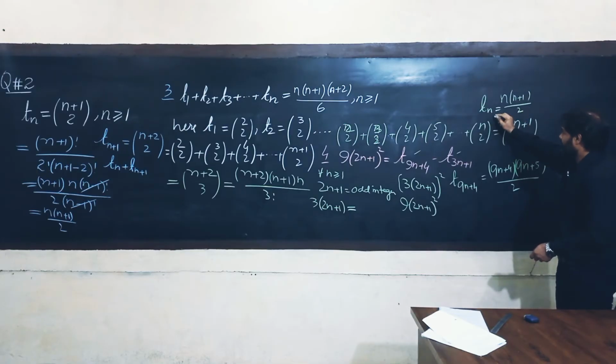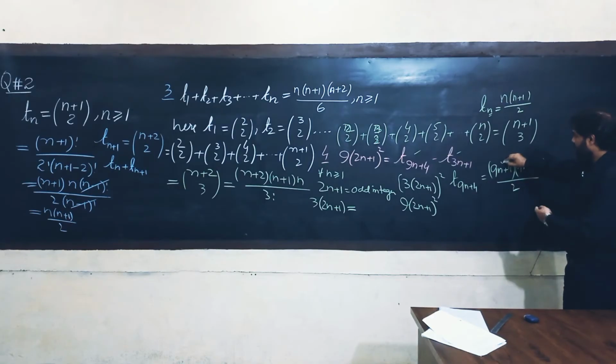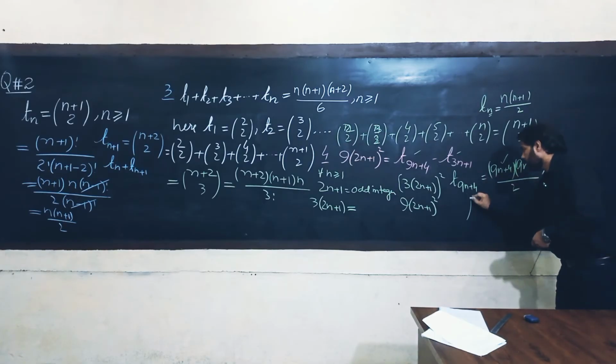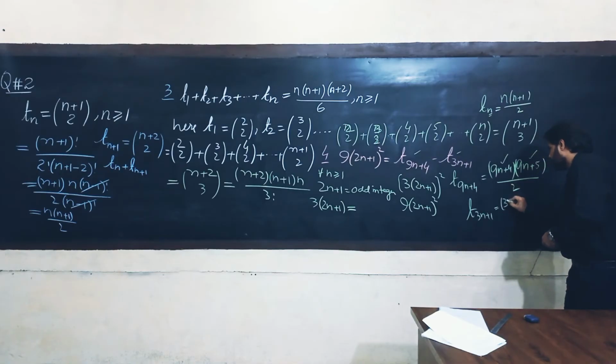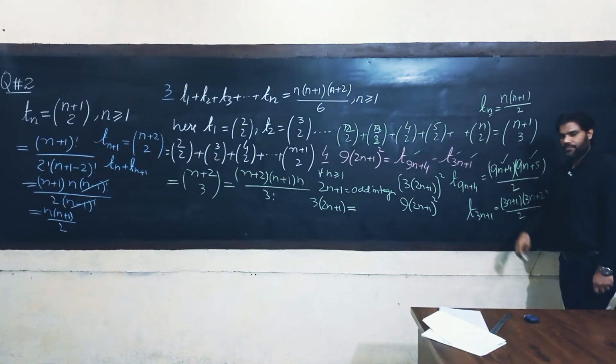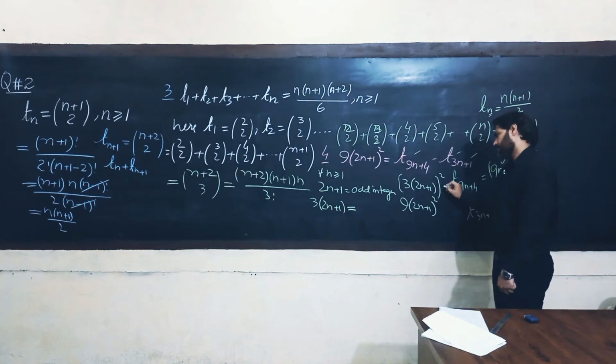Now, if the subscript is 9n plus 4, we write 9n plus 4 here, and by increasing 1 unit, we have 9n plus 5, over 2. Similarly, t 3n plus 1 is simply equal to 3n plus 1 into 3n plus 2 over 2. Now subtracting these two numbers, and after solving, we can find this result.